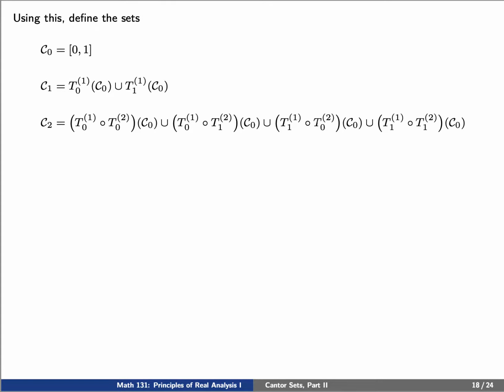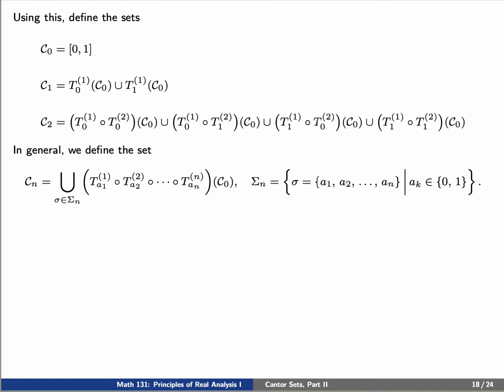Using this, we're going to define the following sets. C0, of course, is the interval from 0 to 1. C1, of course, should be the image of T0 of this interval, union the image of T1 with this interval. And C2, very similarly, is what we get for these four. In general, we can write Cn as the following union.